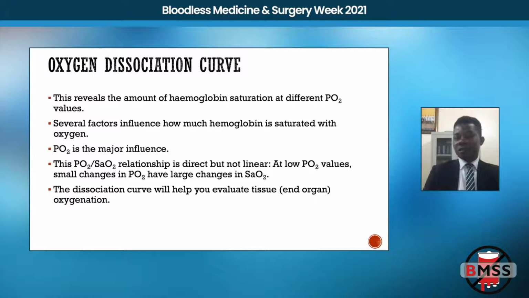Now, let's look at the oxygen dissociation curve. This reveals the amount of oxygen saturation at different partial pressure of oxygen values, or oxygen tension. Several factors can influence this, but oxygen tension is actually the major factor that influences the oxygen dissociation curve. It helps us to understand that the tension and the saturation of hemoglobin is not a linear relationship, so to say. Some refer to it as sigmoid.